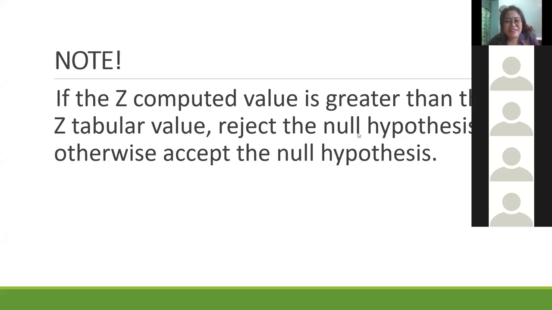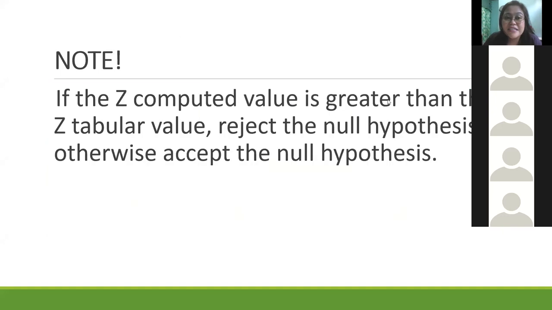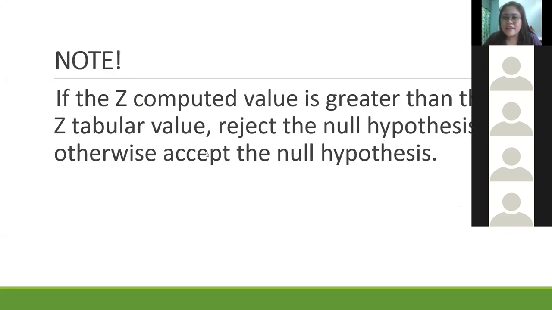Ginawa sa taglalum kay murang daghan to siya na kailangan nato tandaan. Pero ano ha, since this is just a small table, you really have to know it by heart. Pag abot sa t-test, di na ko mo require nga inyuhang memorizing table, kay murang taas kaayo ang table sa t-test. Sa z-test lang, kay we only have 4 values here: 0.01, 0.05, and whether your test is a one-tailed test or a two-tailed test.